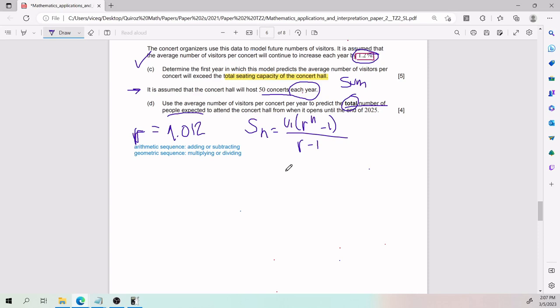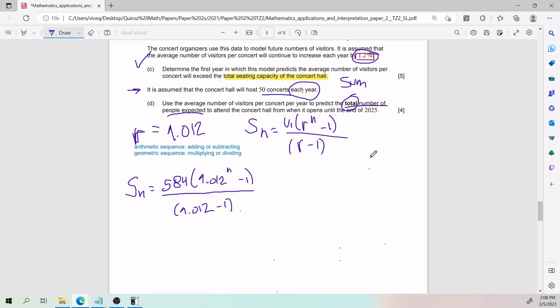We already have u1, so that is my quickest one yet. We will say that u1 is 584. R we said was 1.012. N is yet to be defined because I haven't done it yet. And on the bottom we have r again, 1.012 minus 1. All right.